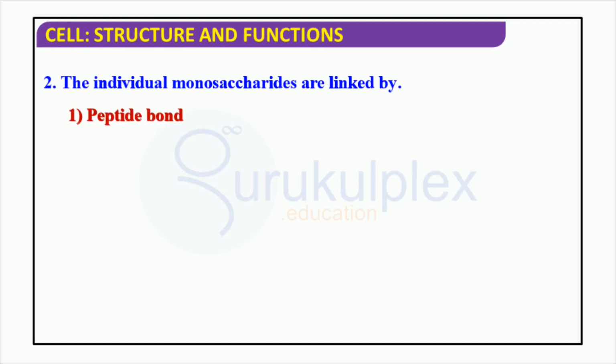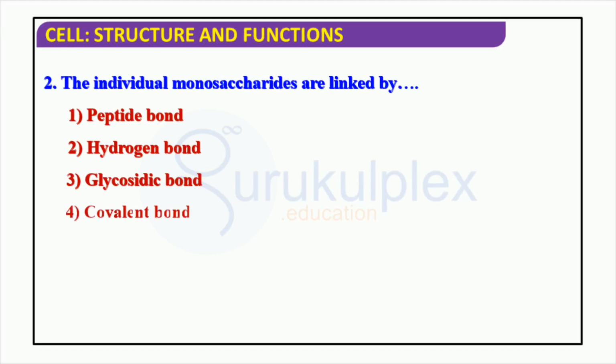Biomolecules are composed of smaller molecules, known as monosaccharides, and are held together by different types of chemical bonds. Peptide bonds are formed between two amino acids, hydrogen bonds are formed between two molecules that have partial charges, glycosidic bonds are formed between two monosaccharides, and covalent bonds are formed through the sharing of electrons between two atoms.